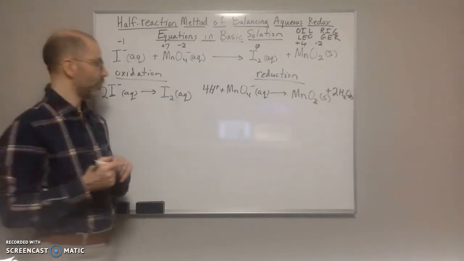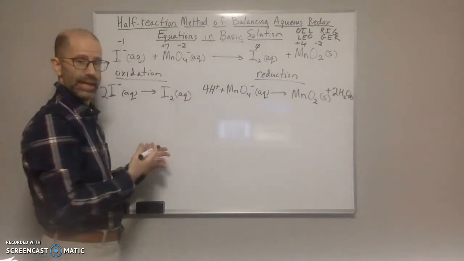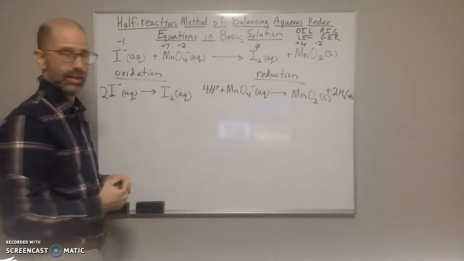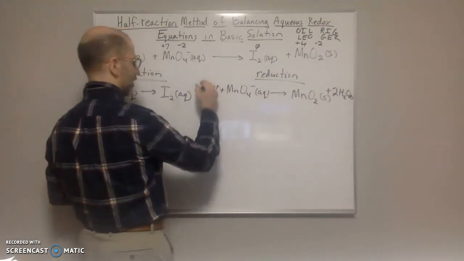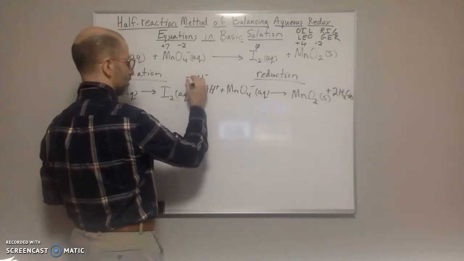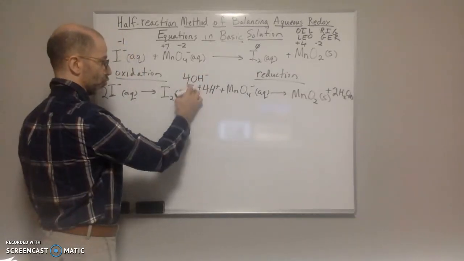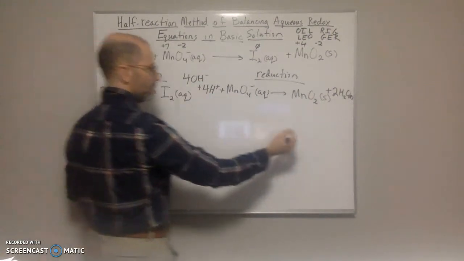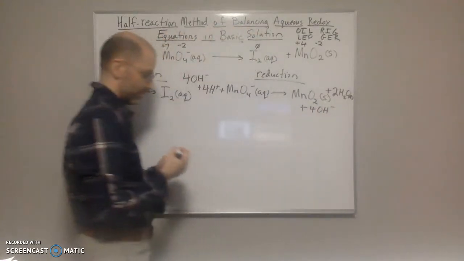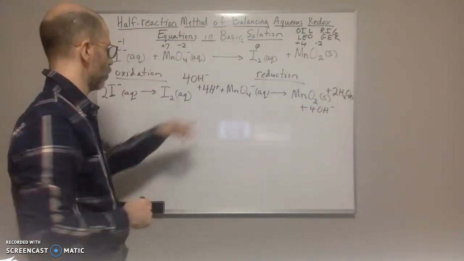So right now it's balanced, and we want to keep that balance. So if we're adding more on one side, then we've got to add the same number on the other side. So here, we're going to add 4 OH minus to neutralize the 4H plus. And then we've got to add 4 OH minus on that side. Okay, so far so good.